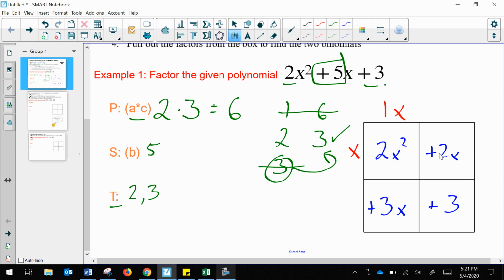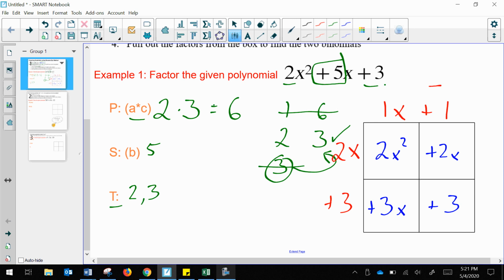Now looking at my next column, I've got 2x and 3. Again, can't take anything out of both of those, so all I can pull out is a 1. Let's look at my top row. 2x squared plus 2x. I already pulled out that x. What can I pull out of both 2 and 2? It's going to be 2. 3x and 3, going to be 3.